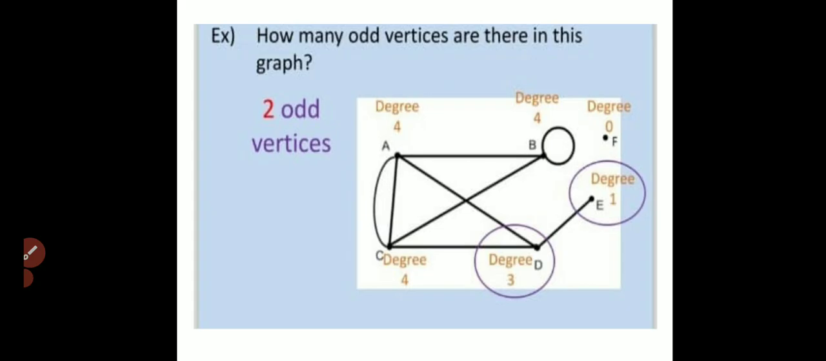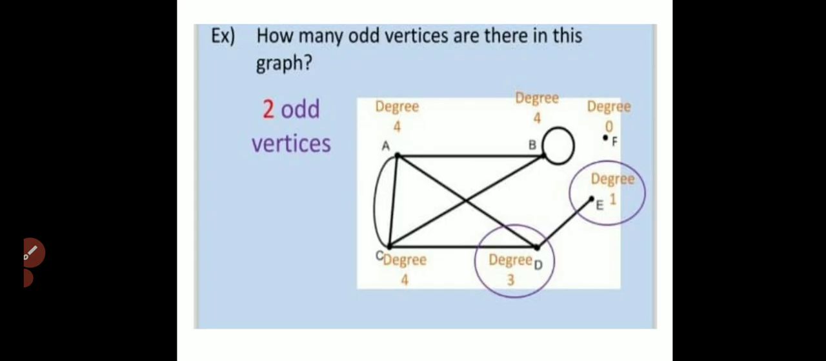See, the degree of A is 4. This is an even number. And the degree of B is 4. So this is also an even vertex. And here we have one isolated vertex, that is, there is no incident edge. So the degree of F is 0.